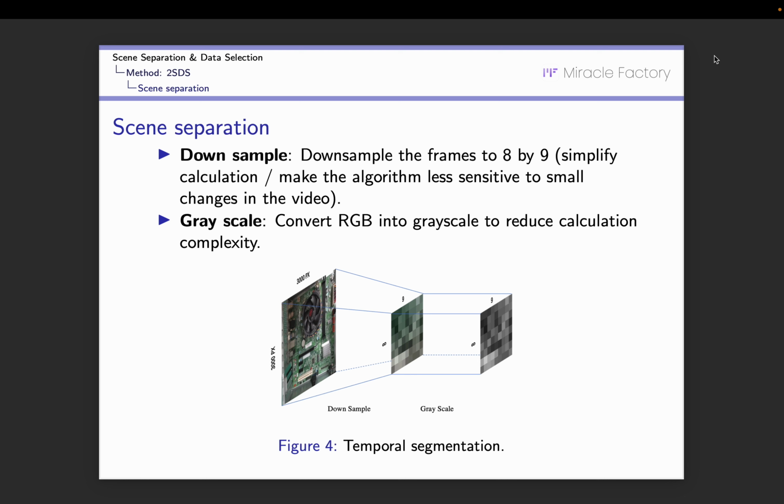The second step of scene separation is grayscale image conversion. We want to convert the previously 8 by 9 RGB image into a grayscale image. This is actually pretty simple and straightforward. It is also to reduce the calculation complexity.